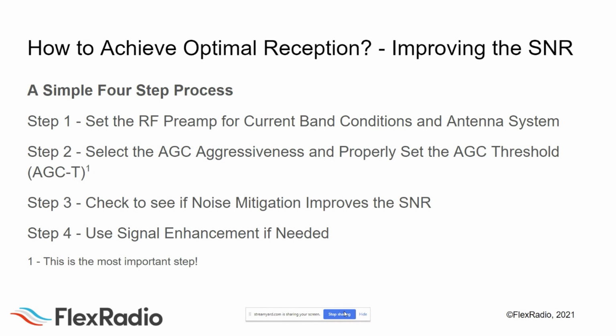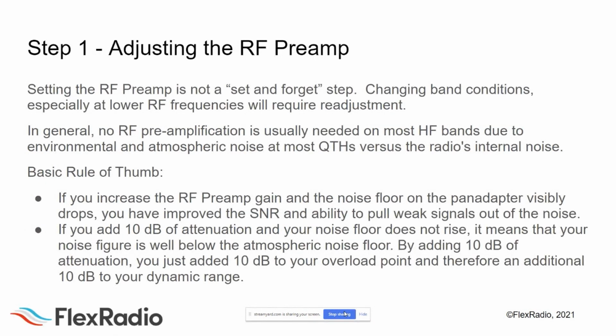The last thing you want to do, once you set the first three steps up, is to see if any signal enhancement is needed by using the EQ, or on CW the APF, or, if you've got the correct setup for diversity, to use diversity reception. So now that we've gone through the four steps, let's go through each one of them individually and talk about them in a little bit more detail.